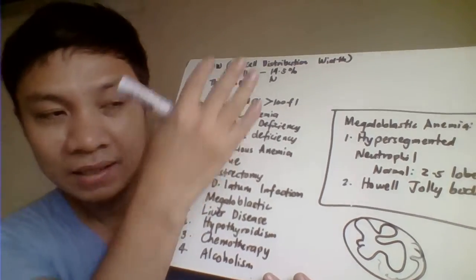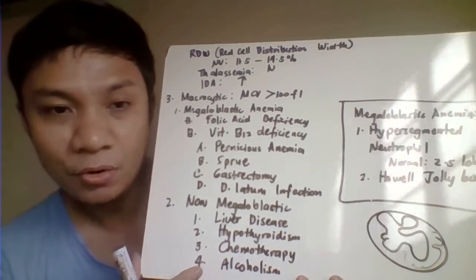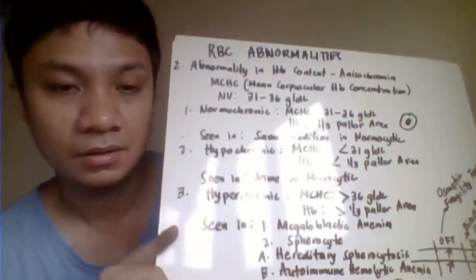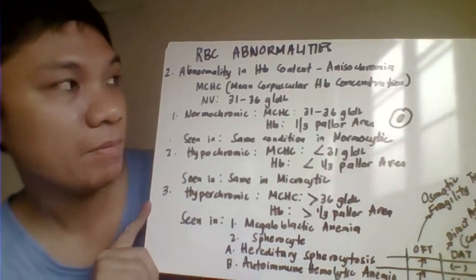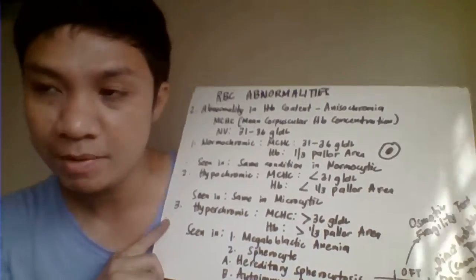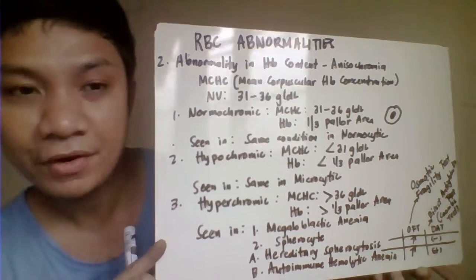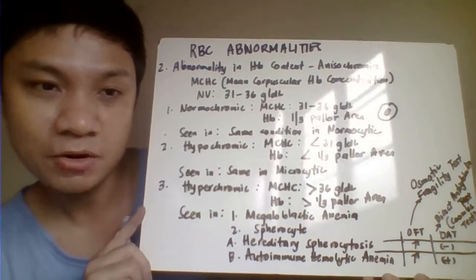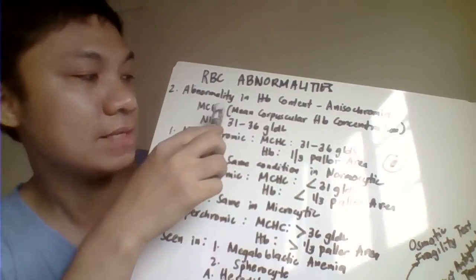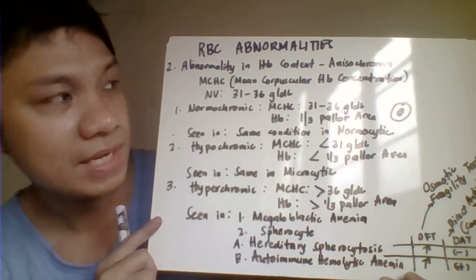Okay, so these are just RBC abnormality as to the abnormality in the size, or your anisocytosis. Okay, the next abnormality, we have here abnormality in the hemoglobin content. The abnormality in your hemoglobin content, you call that anisochromia. For the measurement of your abnormality in your hemoglobin content, we have another blood index, MCHC, or your mean corpuscular hemoglobin concentration.